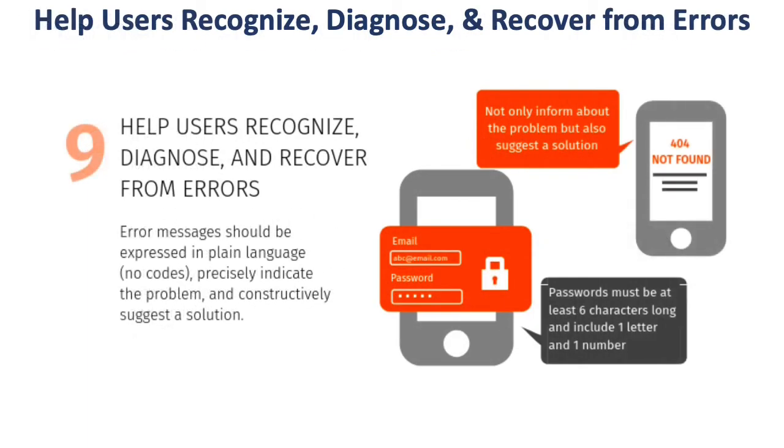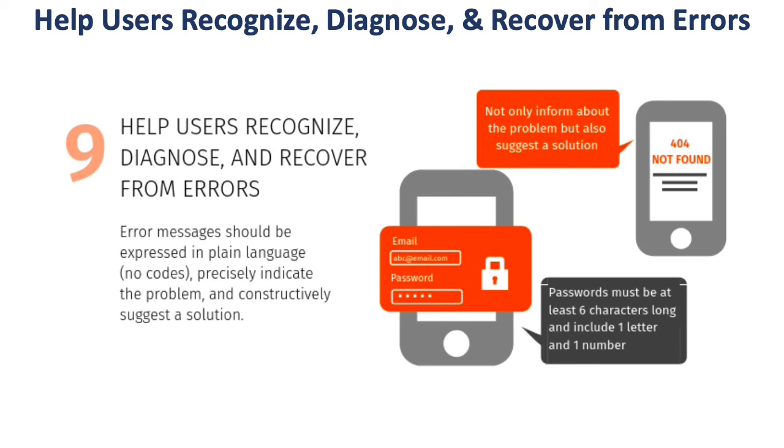Next, number 9 is help users recognize, diagnose and recover from errors. It's important to keep the user informed when no items can be located on the website, or they can take advantage of search options, and the result of the search should indicate when no results are found. It is better than showing a blank page. Error messages should be expressed in plain language, precisely indicating the problem, so the user can recover and feel comfortable interacting with the website.